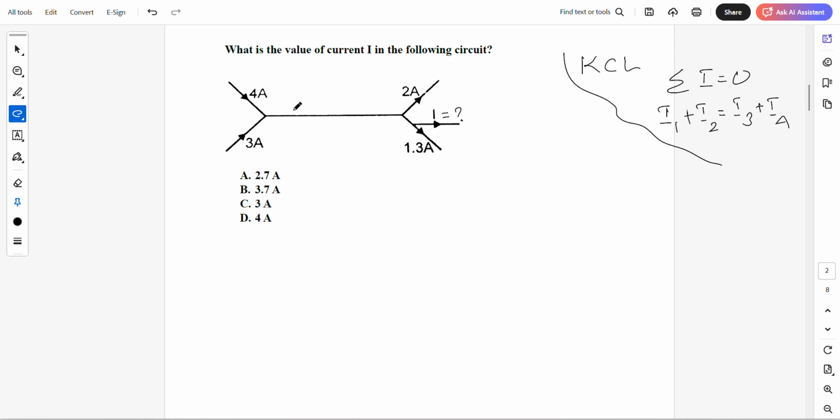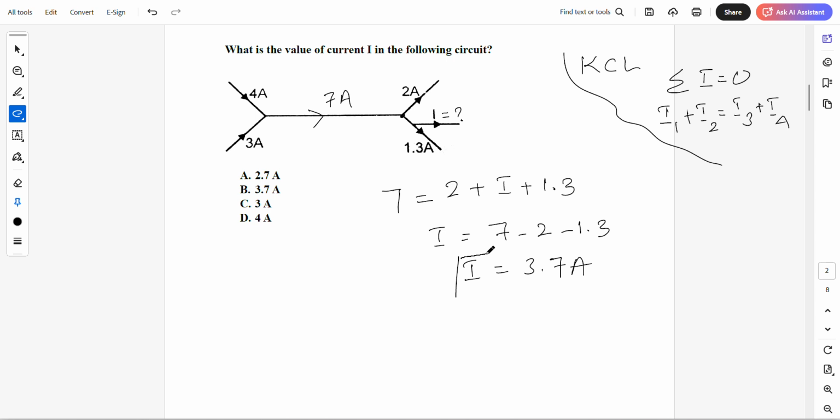Here, 3 plus 4, that means 7 amperes of current is flowing here. 7 amperes of current is coming here, at this junction. How much is the incoming current? 7 amperes. How much is the outgoing current? 2 plus I plus 1.3. Then how much will I be? I will be equal to 7 minus 2 minus 1.3, and the rest, 5 minus 1.3 is 3.7 amperes. This is the right answer.